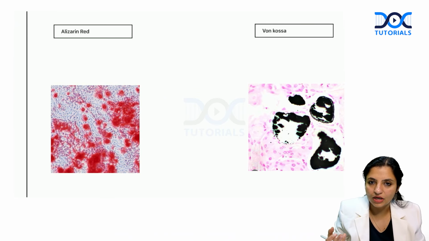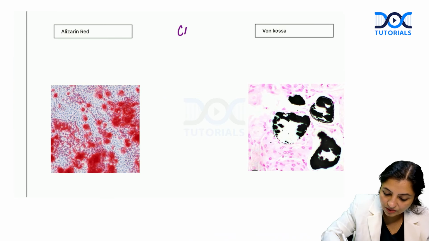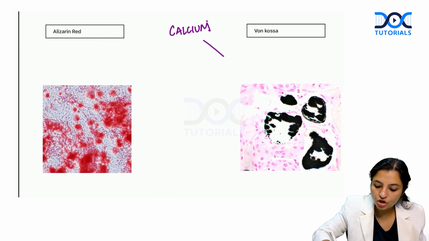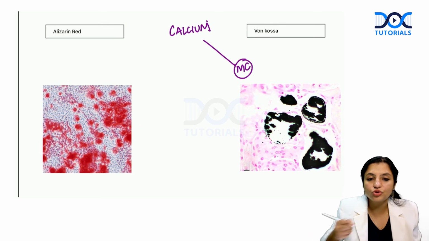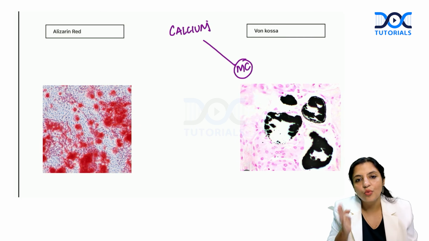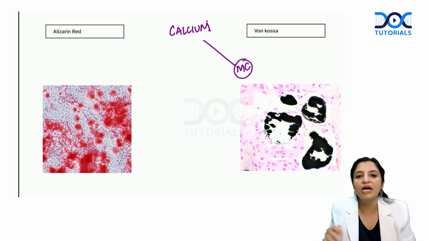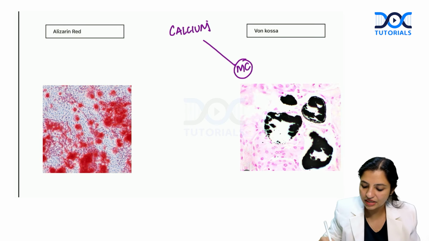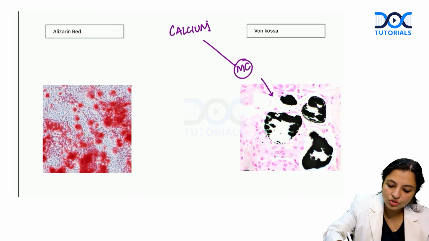Look at the second one, calcium stains. Whenever I'm talking about stains for calcium, we have two stains. One is the most commonly used stain, which is von Kossa. What does von Kossa do? Von Kossa basically binds with the compounds of the calcium, doesn't bind with the calcium directly, and it gives the black color. Which is the most specific stain?